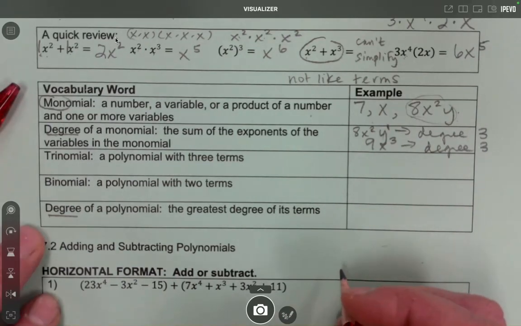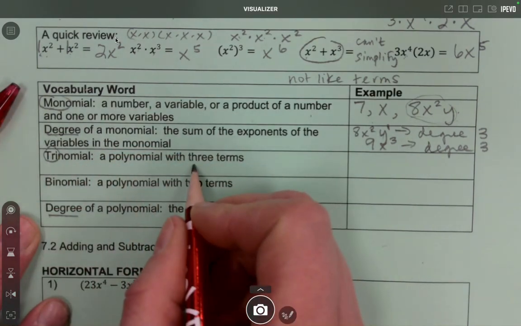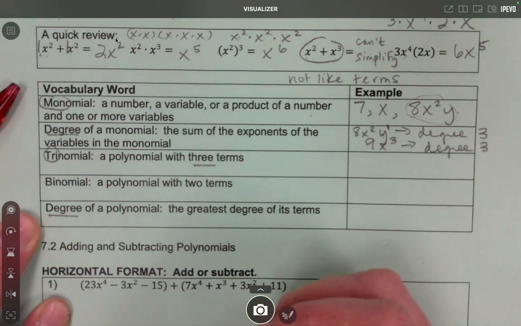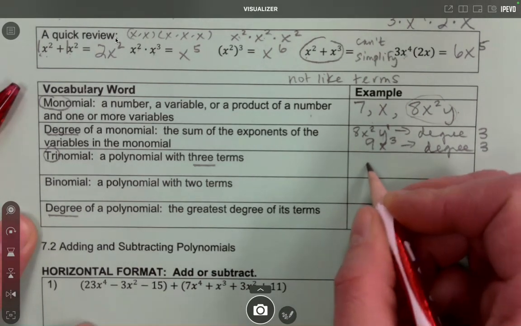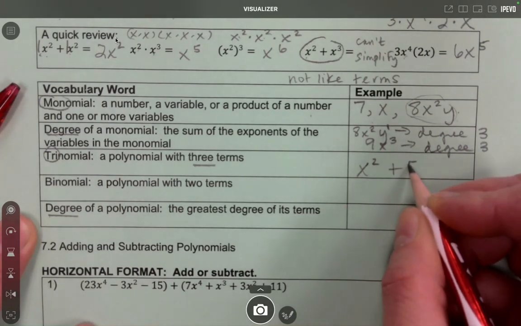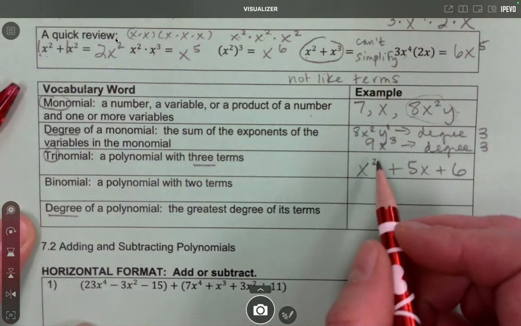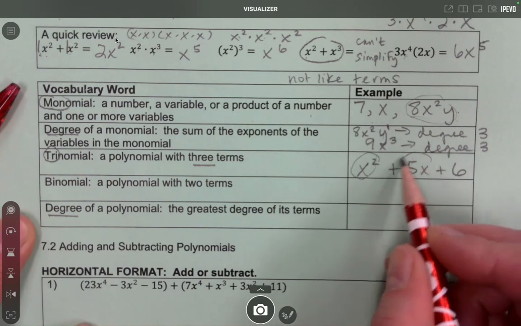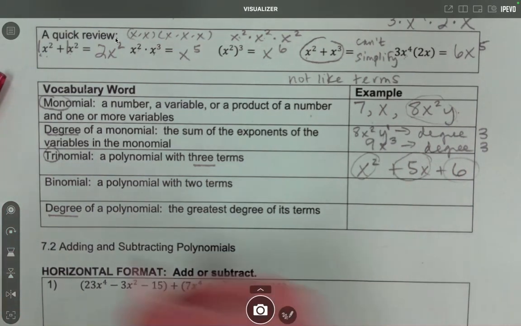A trinomial is a polynomial with 3 terms. So tri means 3. And again, we're having to think back to what terms are. A really common looking polynomial would be something like x squared plus 5x plus 6. Remember, those terms are separated by plus or minus signs. So this is 1 term, 2 terms, 3 terms. So we have 3 terms here.